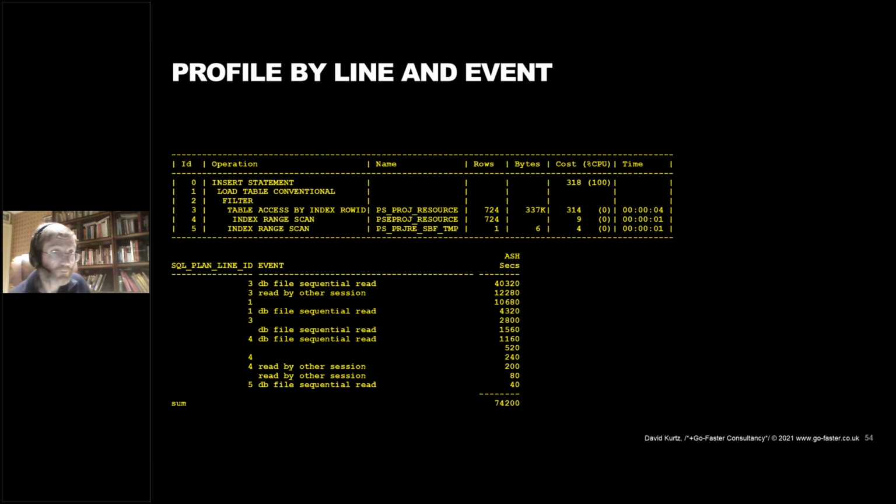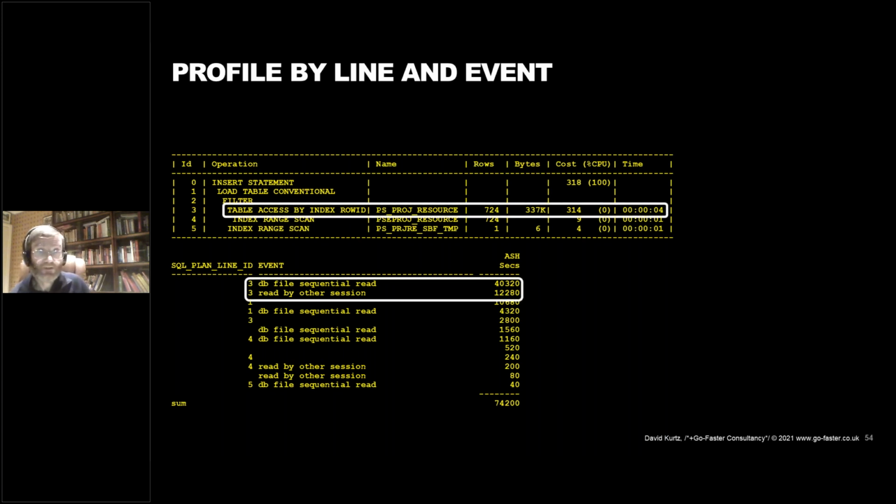Sometimes you might also profile by the event. So here, line 3 took the most time. It's this table access by row ID. I did a single block lookup, and spent lots of time on db file sequential read. I also spent some time on read by other session. So not only am I doing a lot of reads, other people are also doing a lot of reads. I have a hot block problem and I'm waiting for somebody else's read to complete. So it tells you a little bit more about what kind of events are going on and what I might do about it.